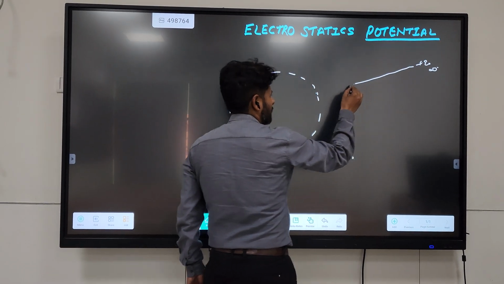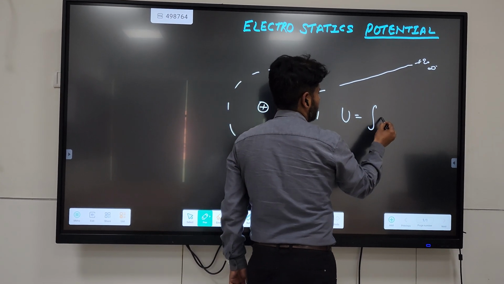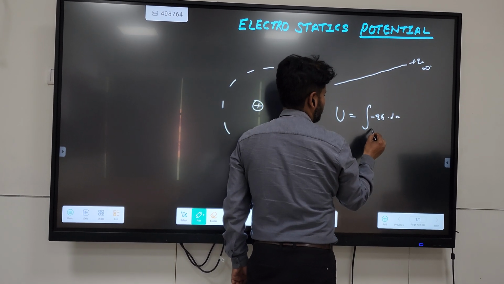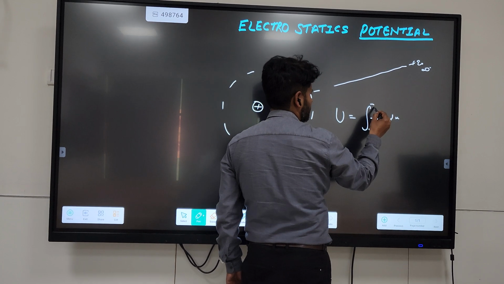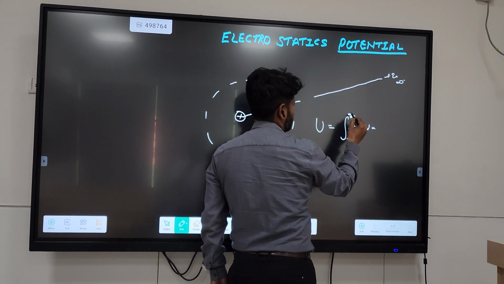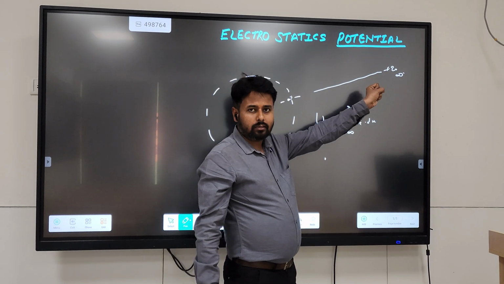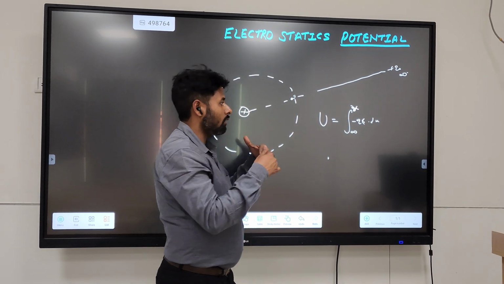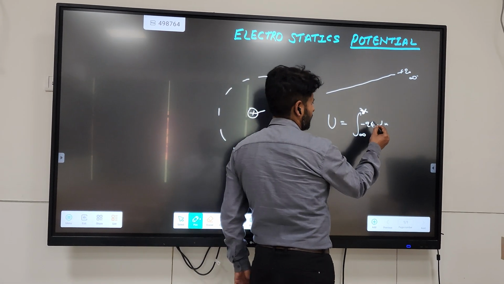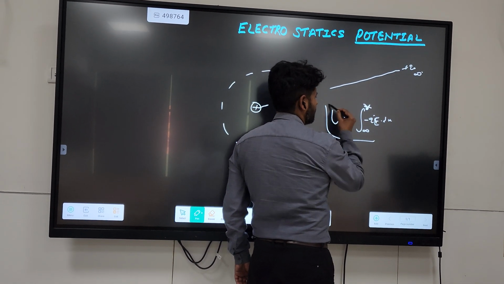The expression for the potential energy is U equal to the integration of minus Q into E into dx, with limits from infinity to the position x. The minus sign here indicates that you need to hold this charge; you need to do work on the system. That's why there is a minus with the charge. E is the electric field. So this is the potential energy.